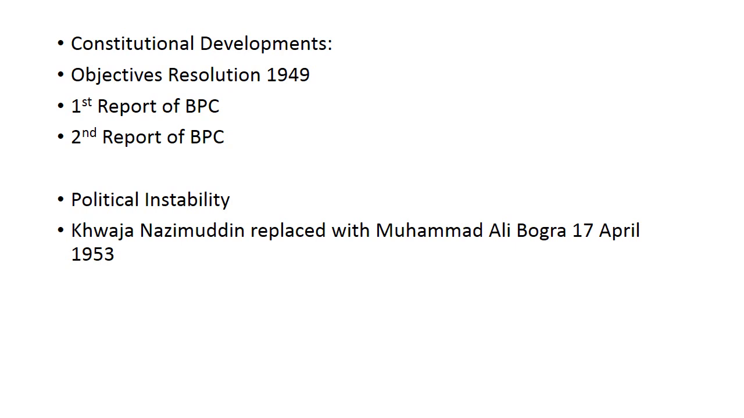No doubt there were also other genuine reasons. For example, there was an economic crisis, acute food shortage in the country. There were anti-Ahmadiyya riots, and similarly the dubious role of Governor General Ghulam Muhammad also augmented this political instability. Ghulam Muhammad availed this instability for his own vested interests, and he therefore dismissed the Nazimuddin ministry on 17 April 1953, and he was replaced with Muhammad Ali Bogra as Prime Minister of Pakistan, the third Prime Minister of Pakistan.